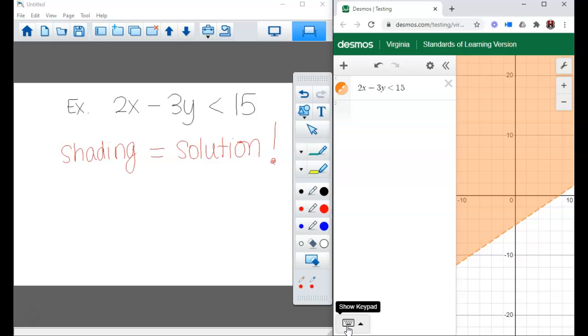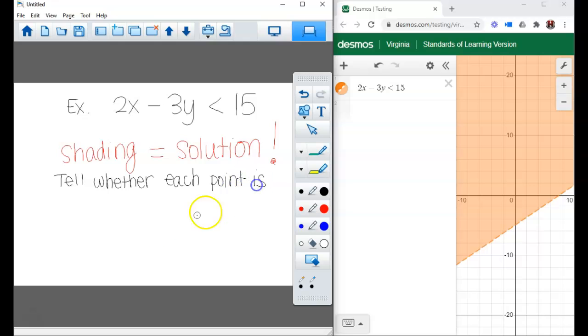Okay, so here's what's going to happen. On today's assignment, they're going to give you these problems to graph, but then they're going to say, tell whether each point is a solution. I want you to remember what I said. The shading is the solution. Okay? So, let's go through a few of these.